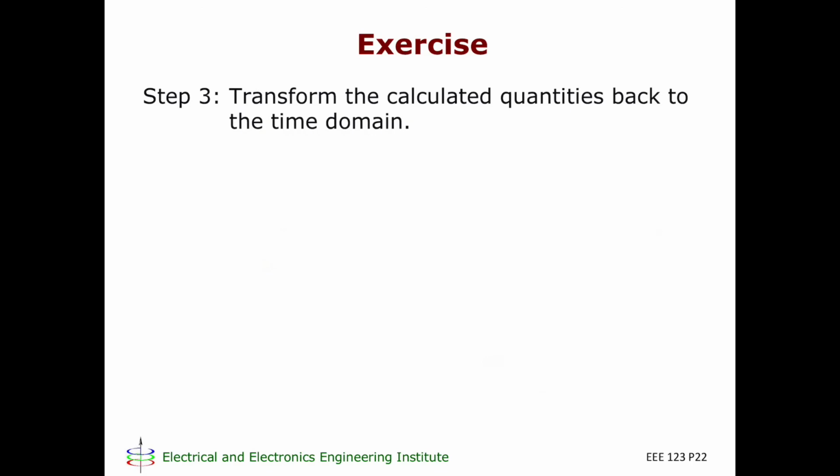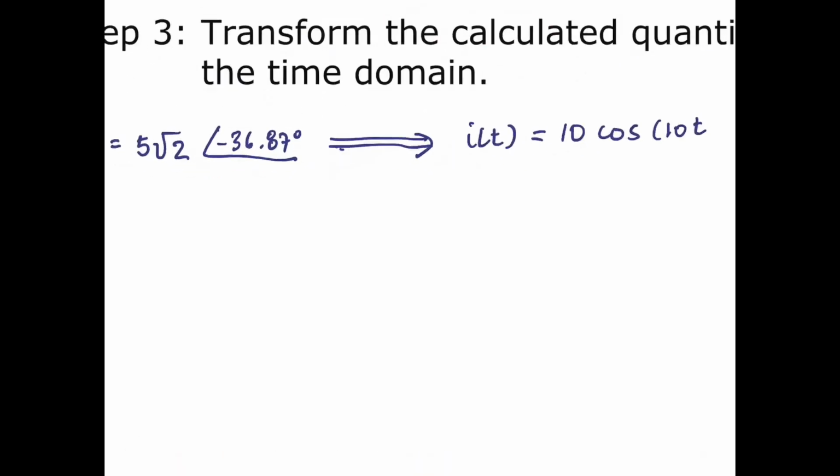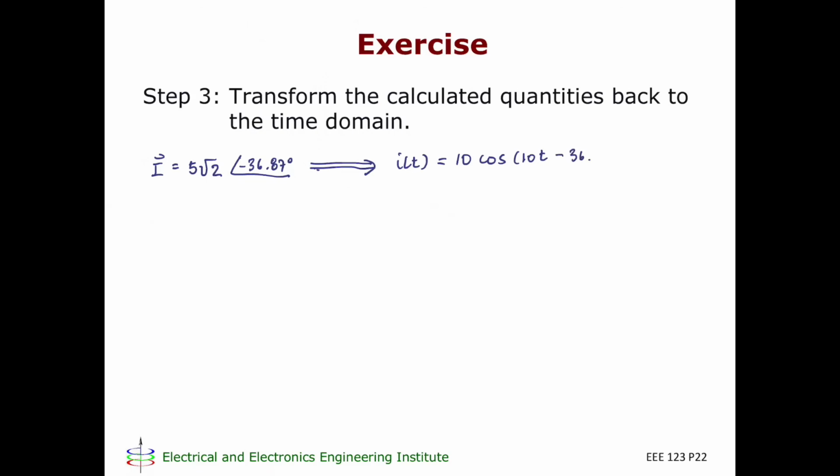So the third step is to transform the calculated quantities back to the time domain, because it was required by the problem. So I, which is 5 times the square root of 2 at an angle of minus 36.87 degrees, in my reverse transformation will now be equal to, you multiply this by the square root of 2. So 5 times the square root of 2 times the square root of 2, I'm going to get 10. Omega is equal to 10, remember. So this is 10 cosine of 10t plus my phase angle, but my phase angle is negative 36.87 degrees. So this is going to be minus 36.87 degrees, and this is amperes.